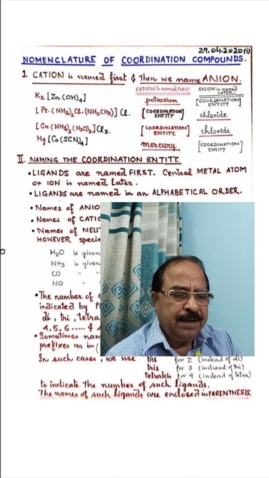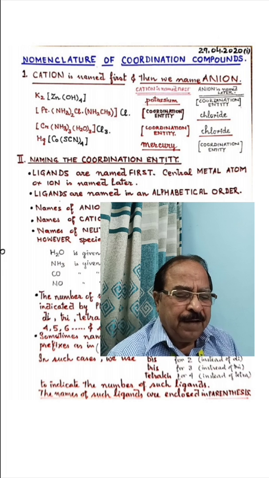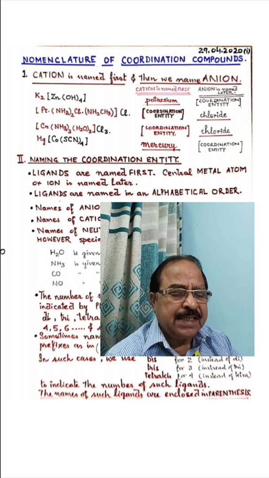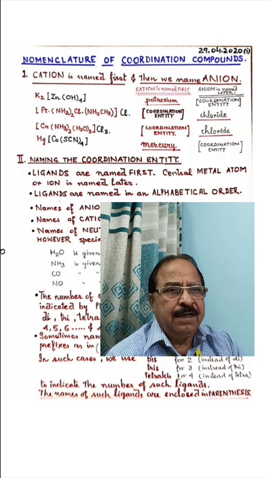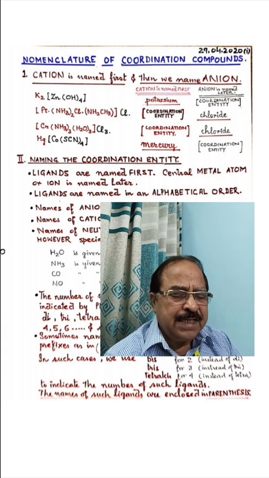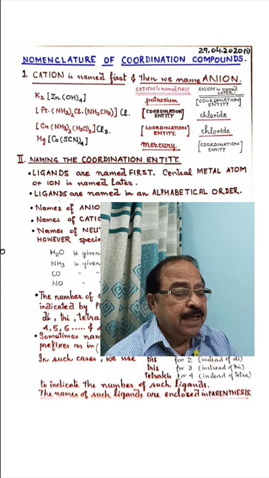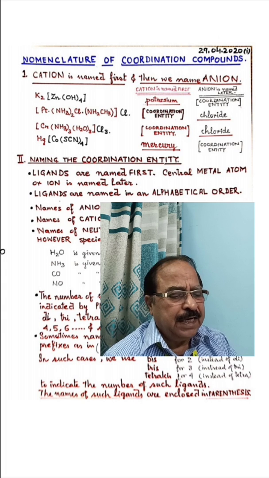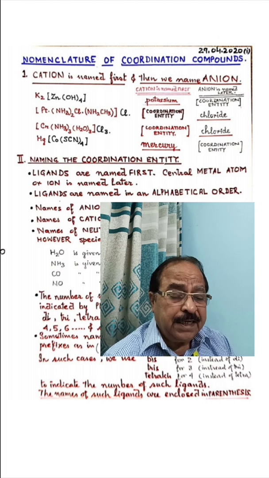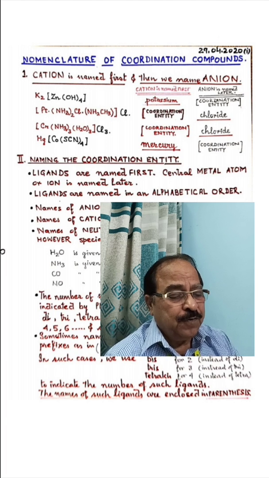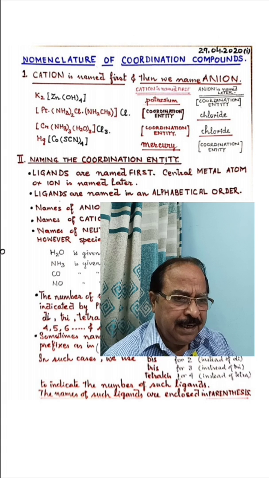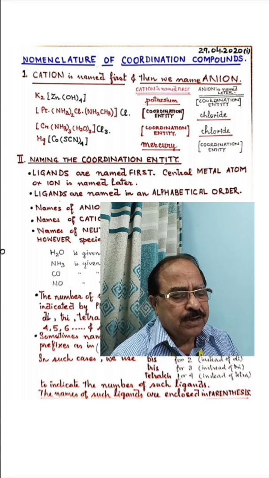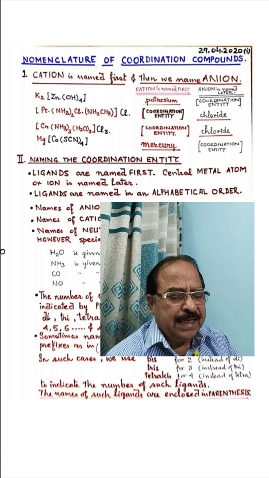first name the cation. Now, I have given you some examples, and in these examples, I have written the cations in red ink. In the first case, potassium is the cation, so we will write potassium, and then comes the name of the anion, which is a coordination entity, so we have to discuss how we name the coordination entity. In the second example, the coordination entity itself is a cation. So first of all, we have to name the coordination entity and then we will write chloride, because chlorine is the counter ion and it is present as an anion.